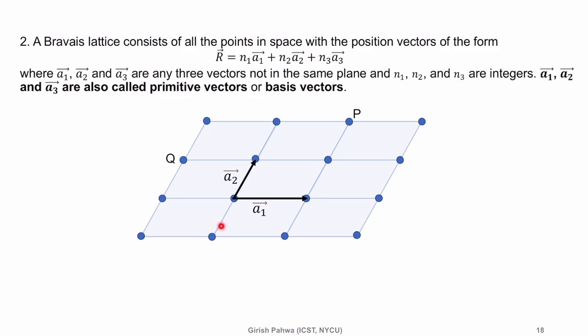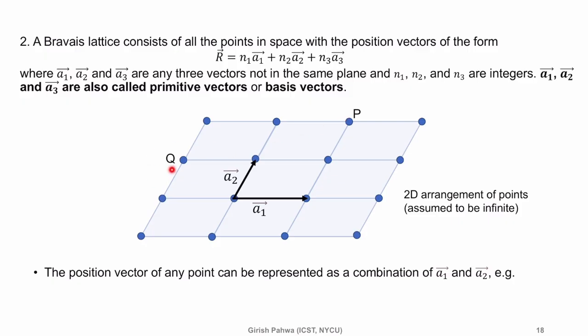Let's take an example. Say point P and Q. Okay, so what is the position vector of the point P? Assume that this is the origin. So what will be the position vector of P in terms of a1 and a2? So a1 plus 2a2, right? We are doing the vector sum, and similarly Q will be minus a1 plus a2. Similarly, any other point can be expressed in terms of a1 and a2. So a1 and a2 are the basis vectors or the primitive vectors, and I can do some integral combination of those and generate the whole lattice. So this is the 2D example.